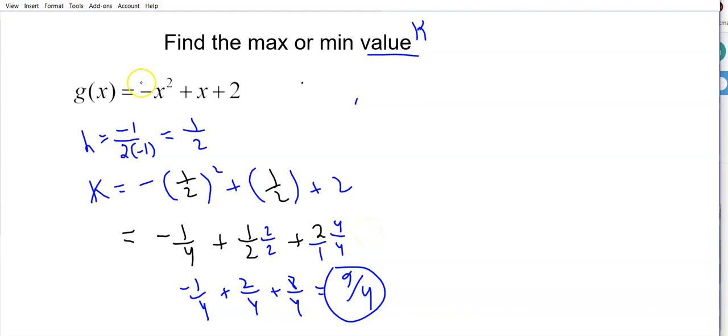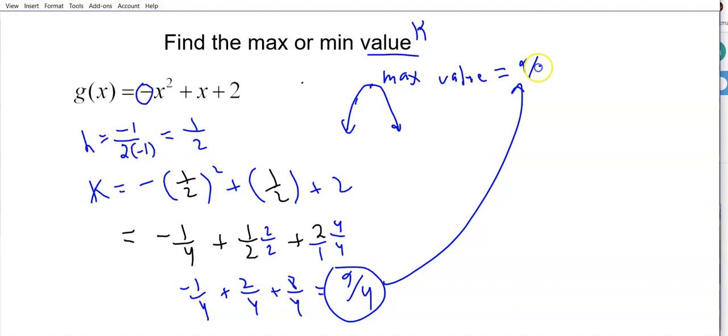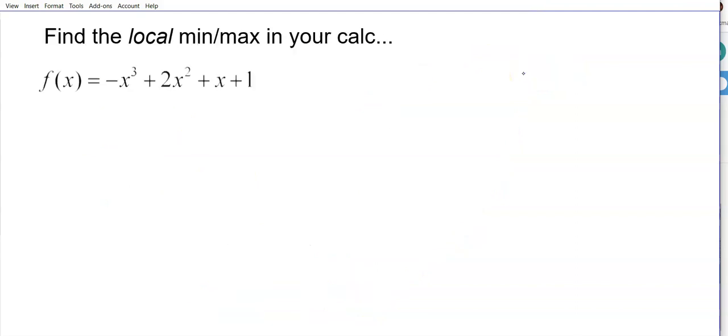Is it a min or a max? Well, look at a. a is negative, so we know this graph is opening downwards, which means this is definitely a max. The max value is equal to 9/4. So you have to identify, is it a min or max? That comes from whether a is positive or negative. And then what is the k value? That's the highest the graph goes: 9/4.